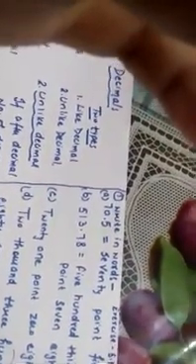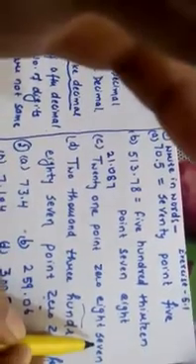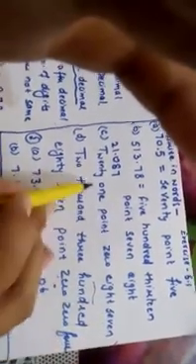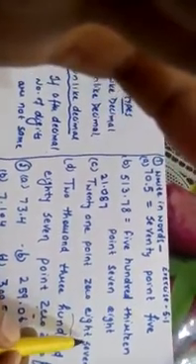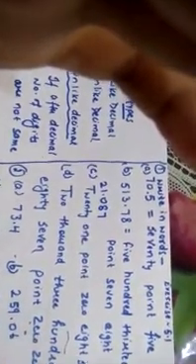How will we do the C part? 21.087, so we will write it as 21.087. Clear to all? 21.087. So in this way you all can do this.